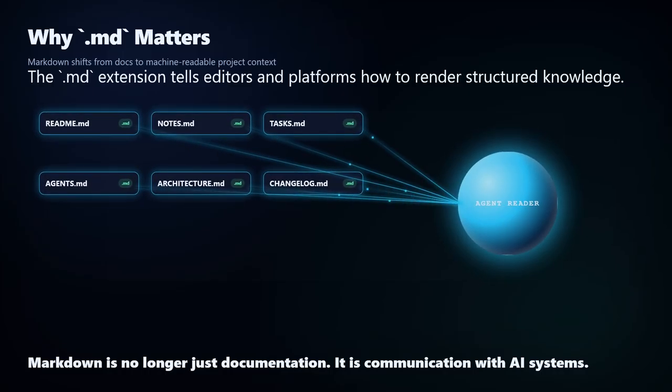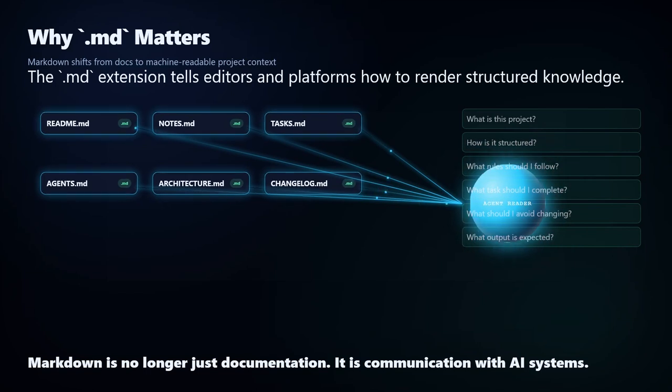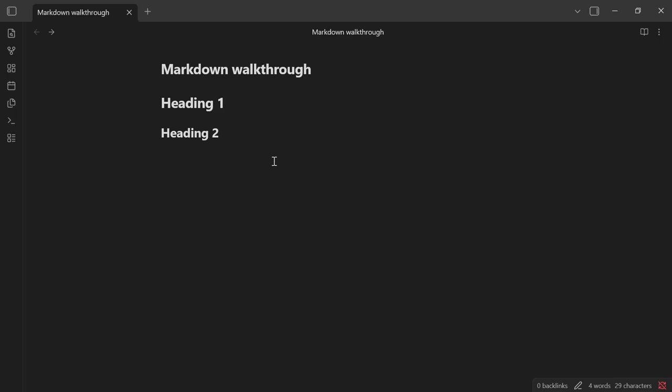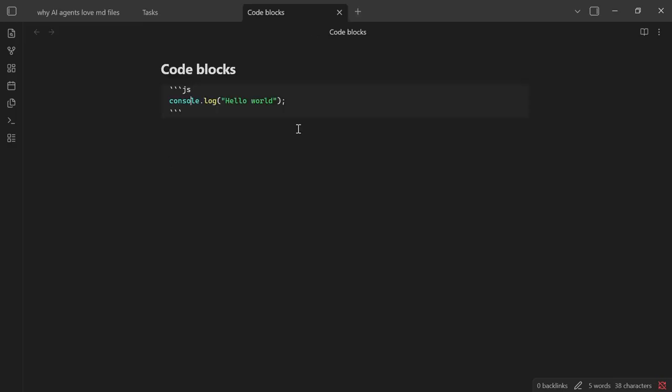But here is where things are changing. Before AI agents, Markdown files were mostly used for humans. A README.md was for explaining the project to another developer. But now, Markdown files are also useful for AI agents, because AI tools can read those same files and understand what this project is, how it is structured, what rules I should follow, what task I should complete, what I should avoid changing, and what the expected output is. So Markdown is no longer just for documentation. It is becoming a way to communicate with these AI systems. It's one of the best ways to give AI instructions and context.